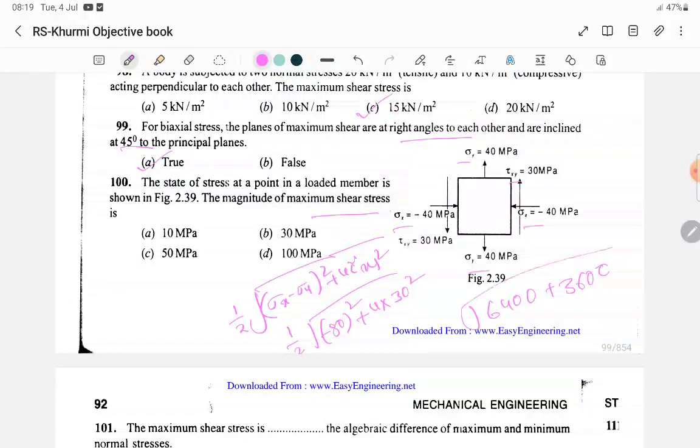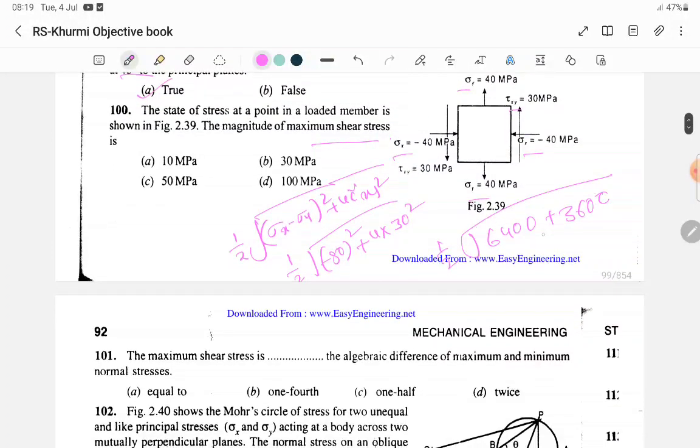So under root, with 1 by 2 in front. What do you get? This is 10,000. 10,000 means outside how much will come? This is 100 square, so 100 by 2. 100 by 2 means 50. So you get 50. So 100 is C.